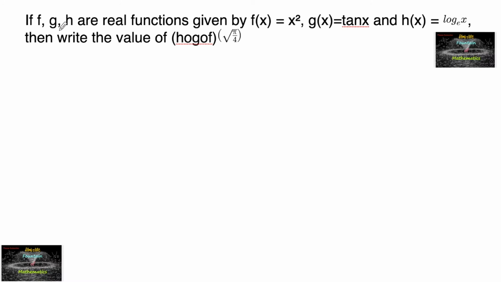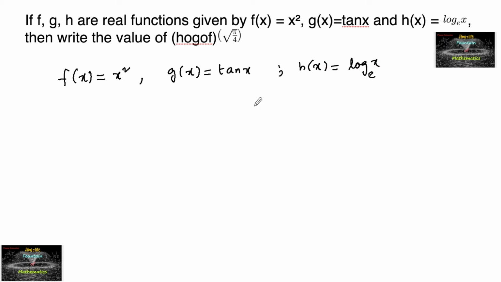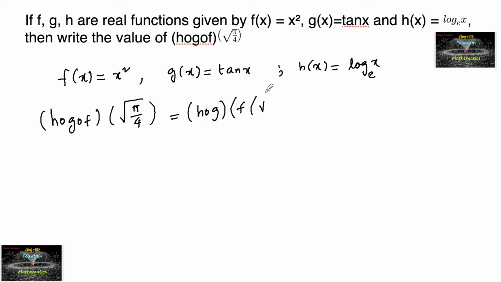If f, g and h are real functions given by f of x is equal to x square, g of x is equal to tan x, and h of x is equal to log x to the base e, then write the value of h circle g circle f of root of pi by 4. So that is h circle g circle f of root of pi by 4, which can be taken as h circle g of f of root pi by 4.